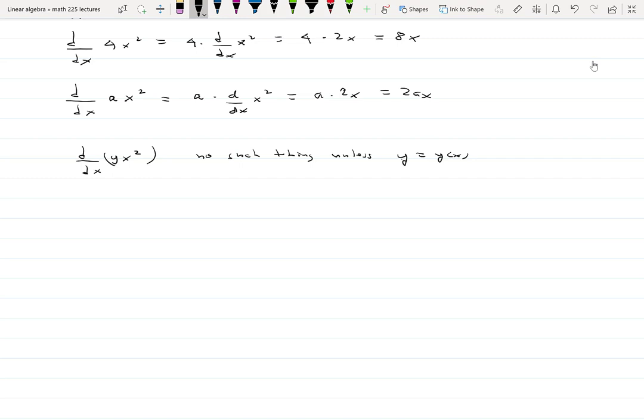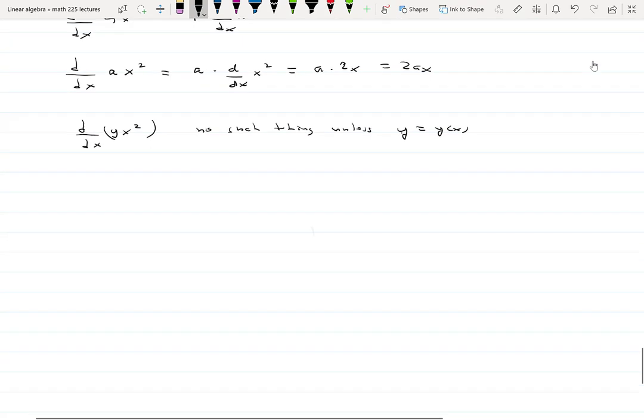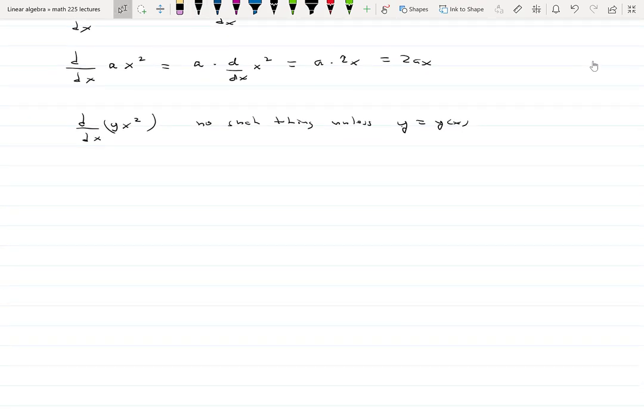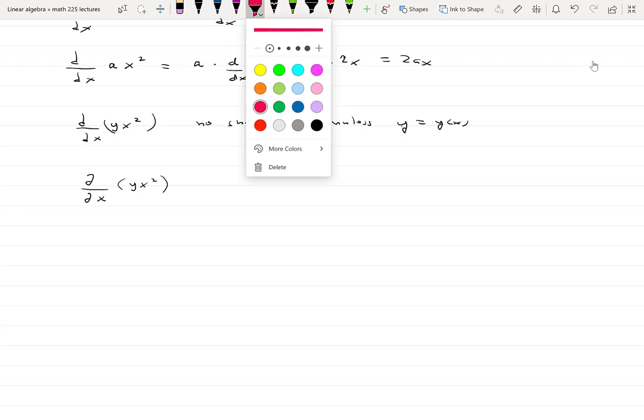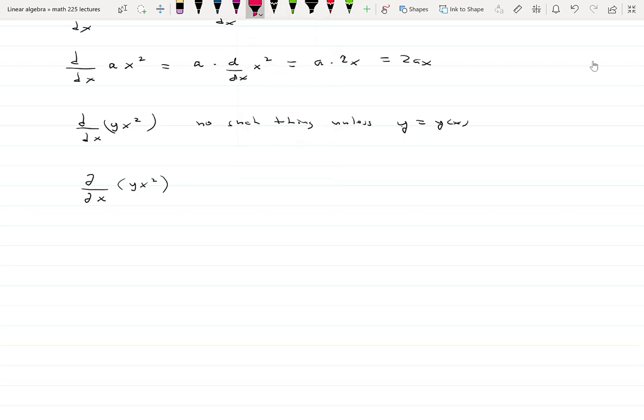They're independent of each other. They're independent variables. So how do I take the derivative of the function yx squared? First of all, if it's going to be with respect to x, it needs to be a partial derivative because it's a function of more than one variable. And it's simple. If you can understand the ordinary derivative that I did up here of ax squared, remember a was a constant, then the partial derivative of yx squared with respect to x is no different.